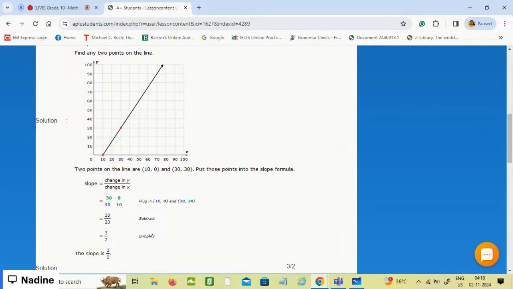So let's just select any 2 points on the graph and calculate the slope, that would be change in y divided by change in x. So the slope is 3 by 2. Let's just start with the test questions.